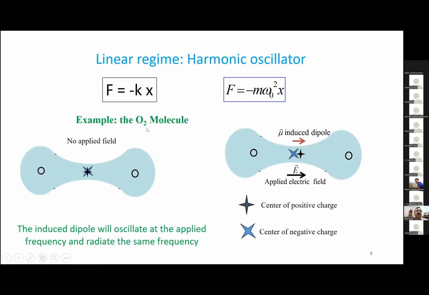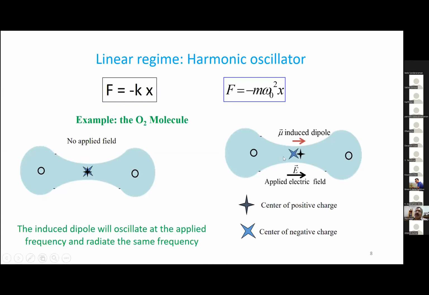So let's take a molecule itself, the oxygen molecule. When there is no applied field to the molecule, this is the center of the positive charge, and this is the center of the negative charge. If you don't apply any field from outside, then the oxygen molecule has no dipole moment of its own, because these two charge centers actually coincide.